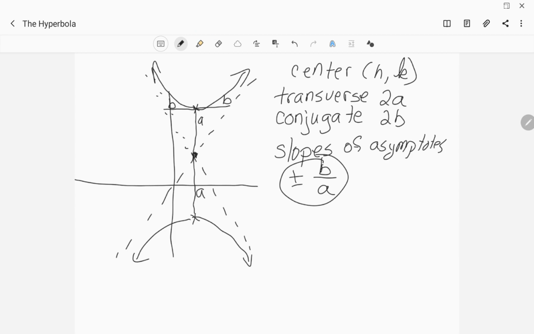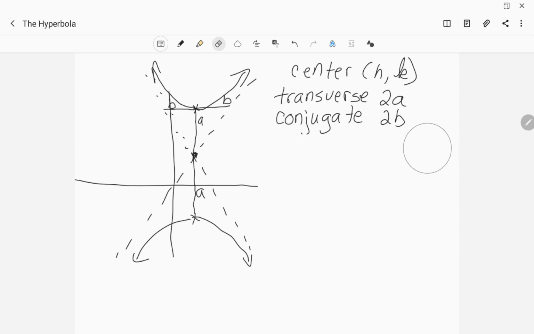It's still 2b long. What is different is the slopes of my asymptotes. So slopes of asymptotes.